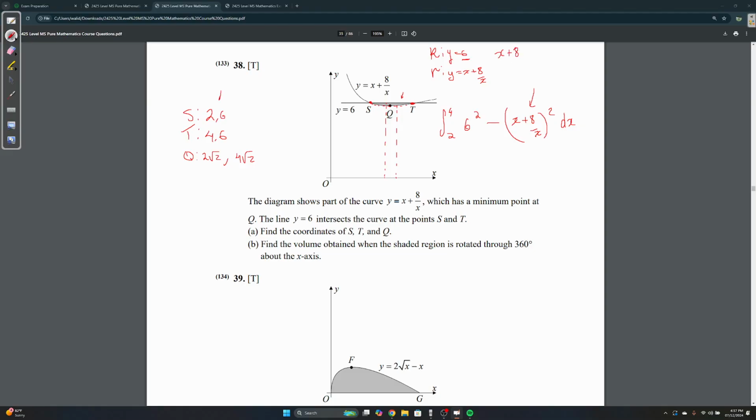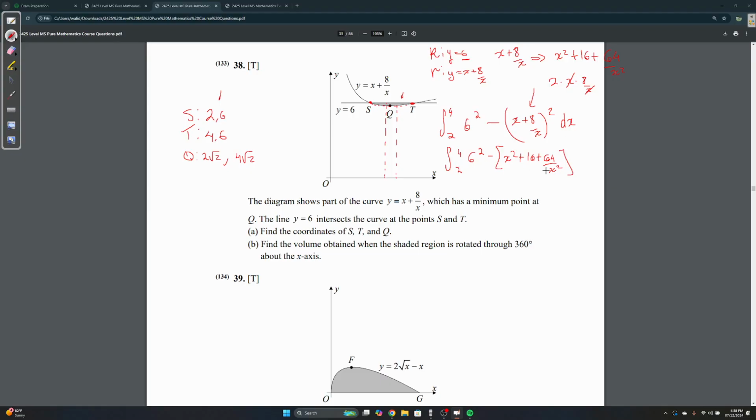Let's do x plus 8 over x squared. It's a squared plus 2ab plus b squared. So 2 times x times 8 over x, cancel, cancel. So 2 times 8, 16, plus 8 over x squared, which is 64 over x squared. Okay, so we're going to rewrite this now. 2 to 4, 6 squared, minus a plus b squared, we said it's x squared plus 16 plus 64 over x squared.